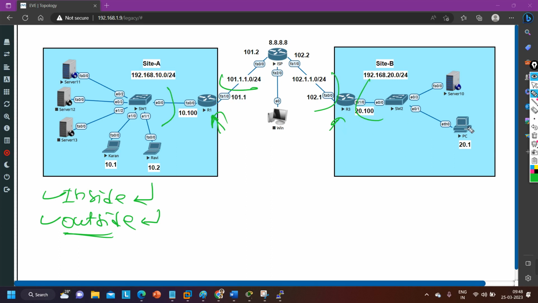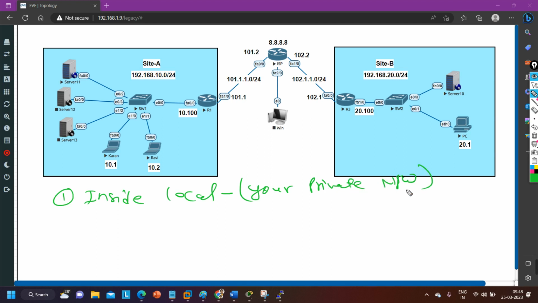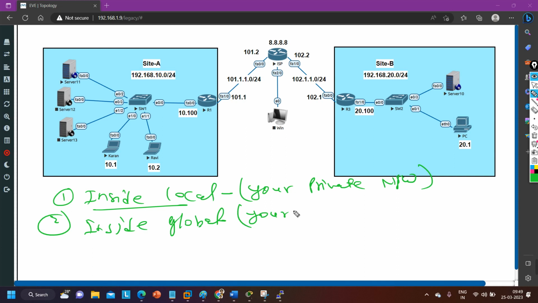Now we have some terms in NATing, in network address translation. First is inside local. Guys, inside local means your private network. This is inside local. The second type of zone is inside global. Inside global means your public network.